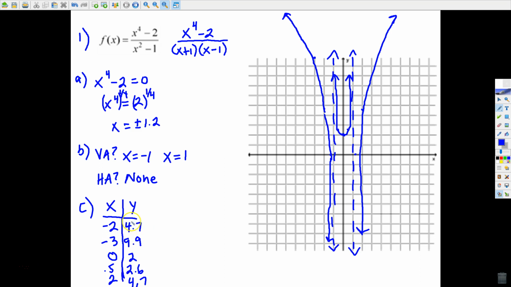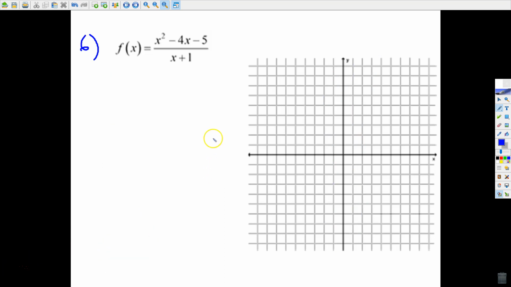Okay, and now we'll jump over to problem number 6. For number 6, I noticed that I do have a factoring opportunity in this numerator. It can be factored as x minus 5 times x plus 1. The denominator cannot be factored. It stays as x plus 1. The great thing about recognizing factoring is that it enables us to cancel. So I notice that I've got these matching binomials, x plus 1, so I can cancel those.